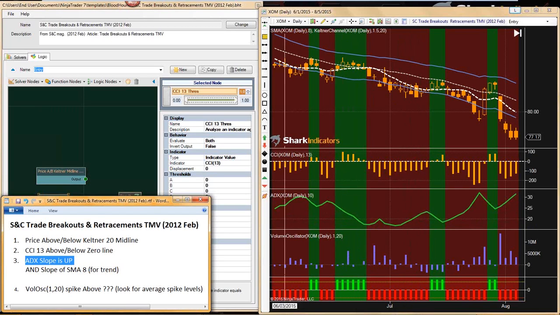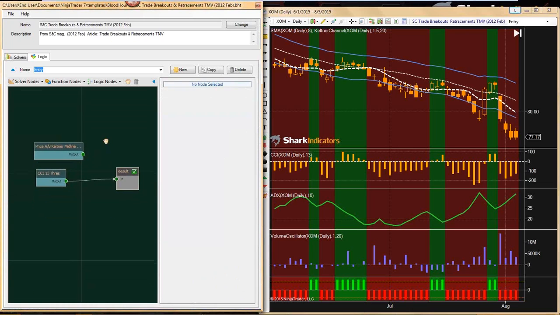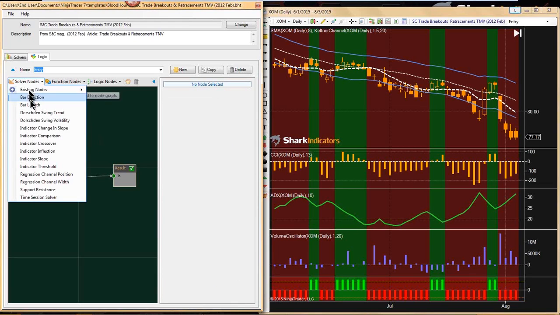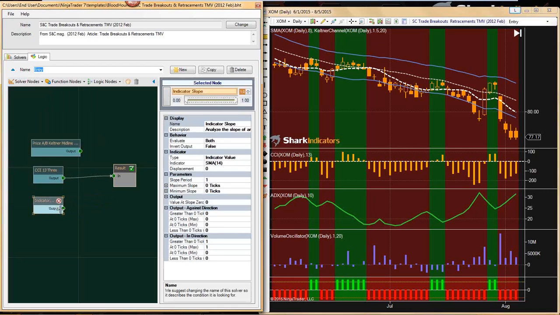And then we'll couple that with the slope of the SMA 8. The slope of the SMA 8 is actually going to tell us the trend direction, right? So the ADX never tells you the trend direction. You'll have to look at something like this, an SMA or some other kind of moving average, to actually determine the trend direction. The ADX just tells you that you are trending or are not trending. So we want to identify when the ADX is sloping up, so we're going to grab a slope solver like so.